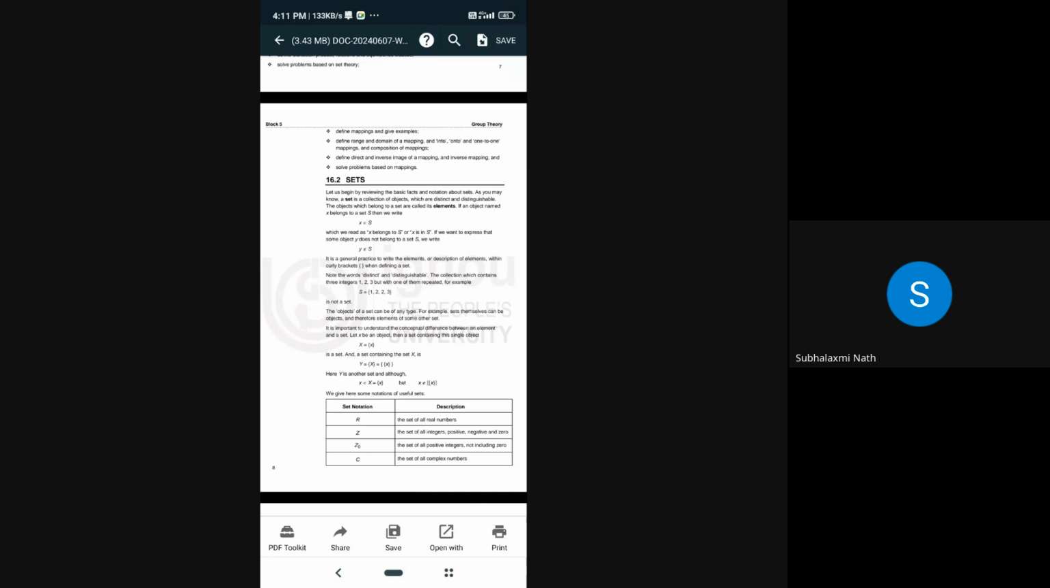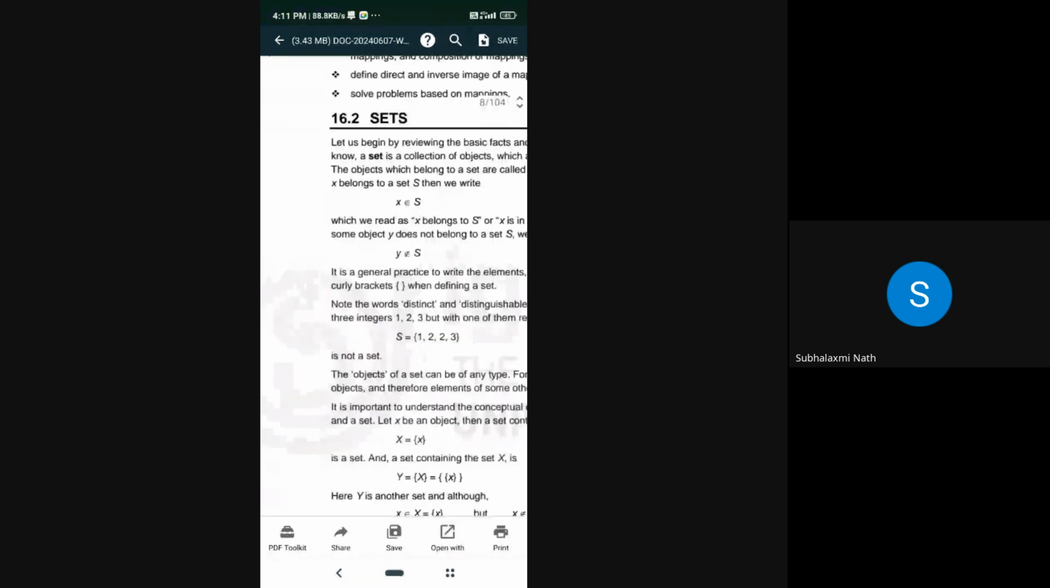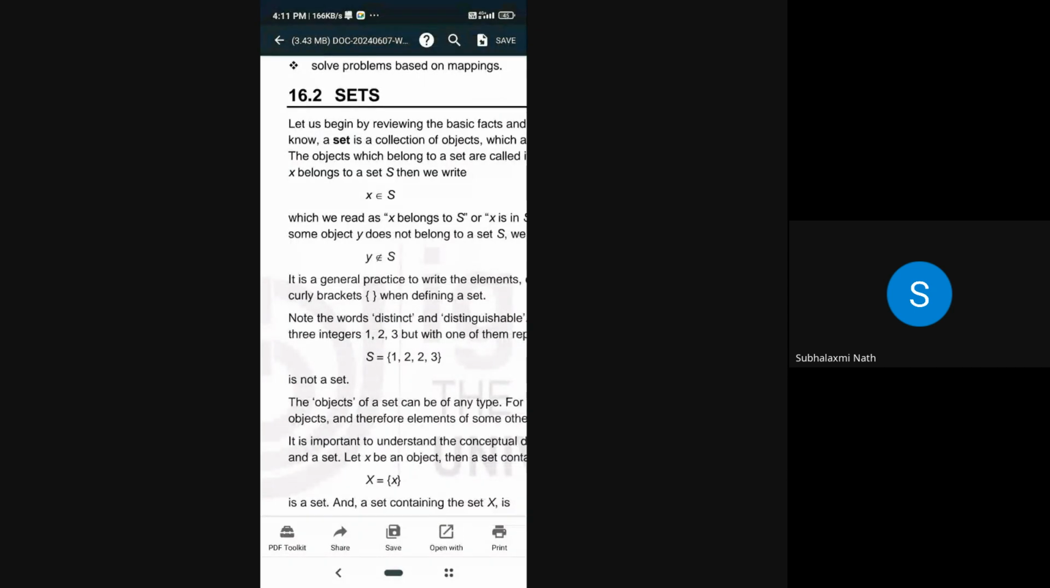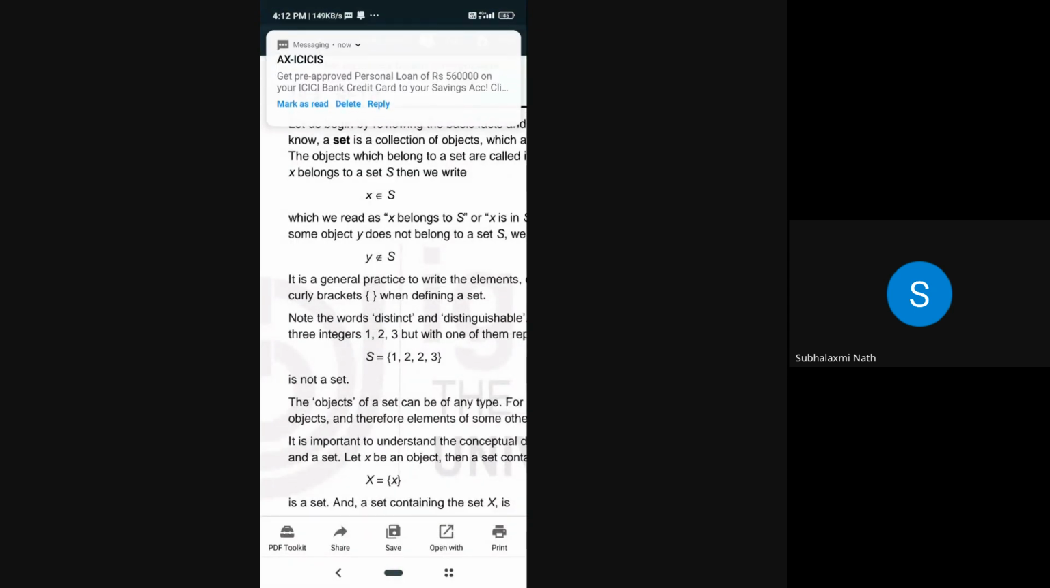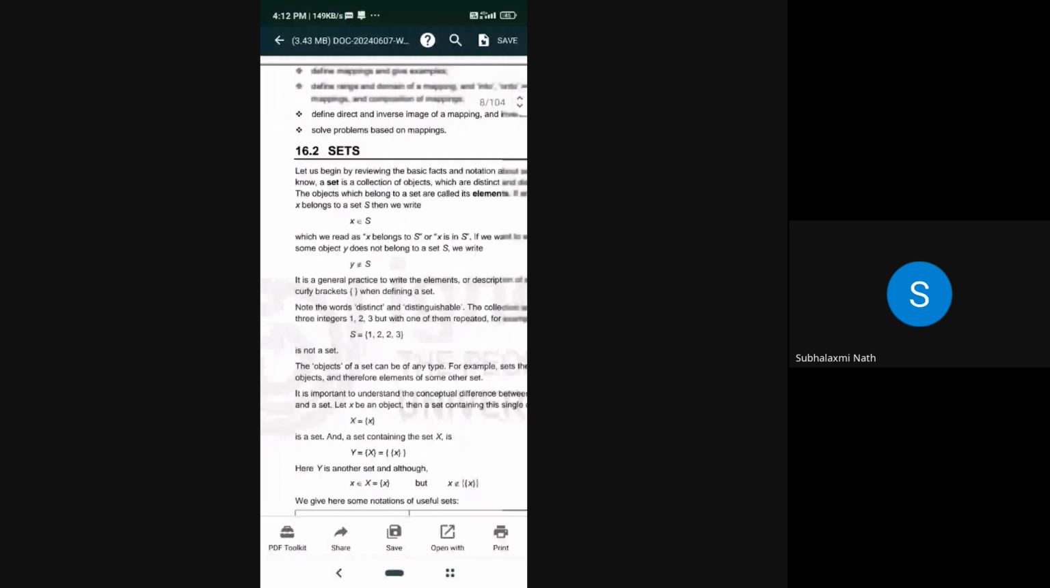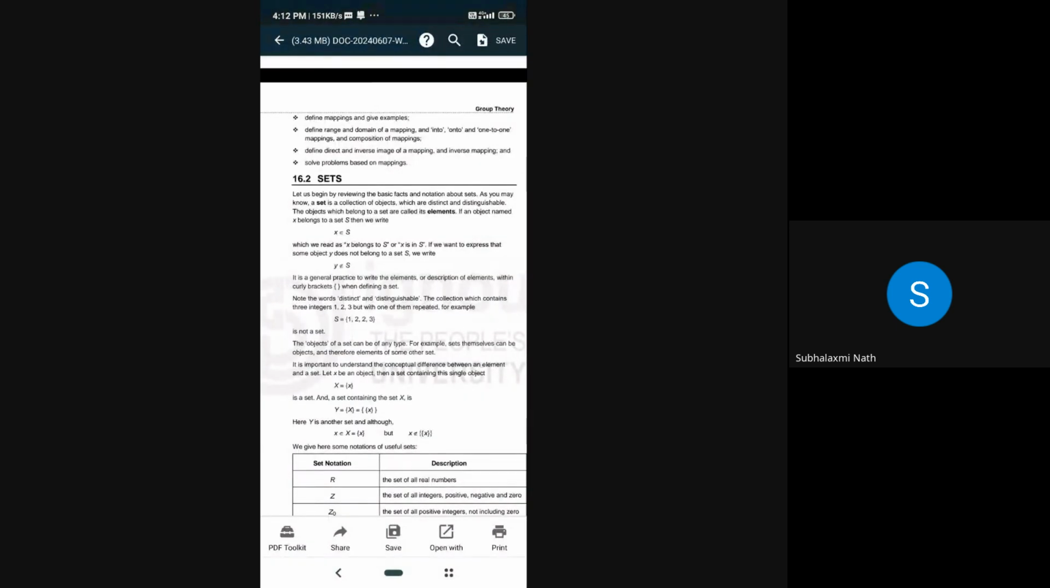If we want to express that some object y does not belong to the set S, we simply write y does not belong to S. So it is written like this: y belongs to, with a cross put on it, S. So y does not belong to S. It is a general practice to write the elements or description of elements within curly brackets. So the different elements of a set are written in curly brackets as shown on the screen.